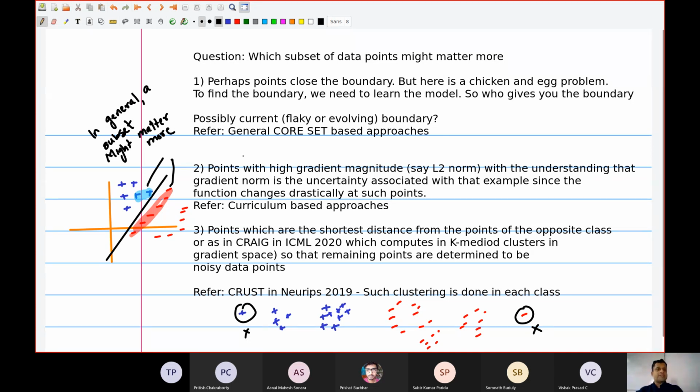In fact, Crust has this very interesting approach. Sorry for interrupting you, but let me just give you an idea. Crust looks at the Jacobian, which is basically the gradients all stacked together. This is what Crust does.